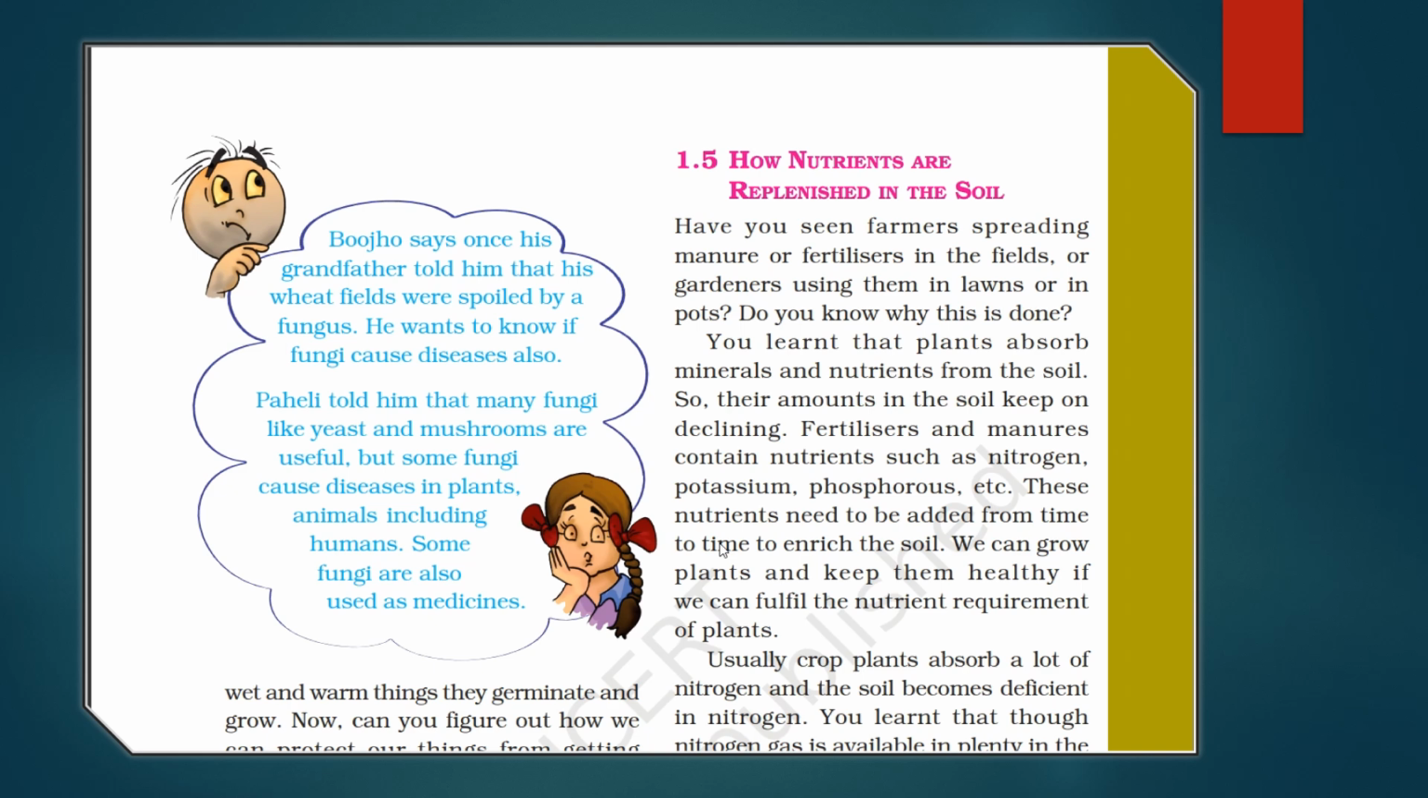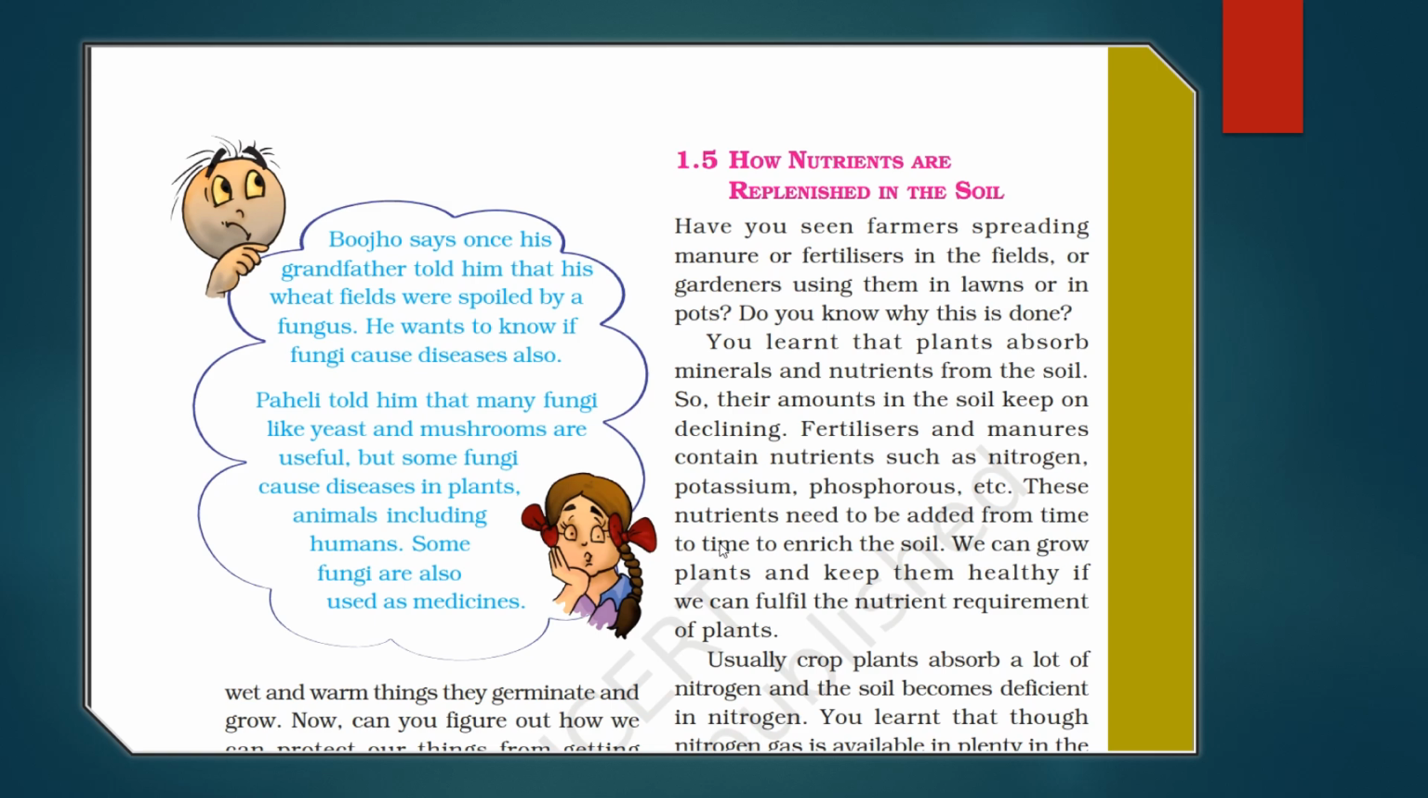So have you seen farmers spreading manure or fertilizers in the field, or gardeners using them in lawns or in pots? Do you know why this is done? First of all, when you grow some crops from a particular soil, and again you grow some other type of crops, the fertility of the soil decreases. So how do we keep it balanced? By using manures or fertilizers.